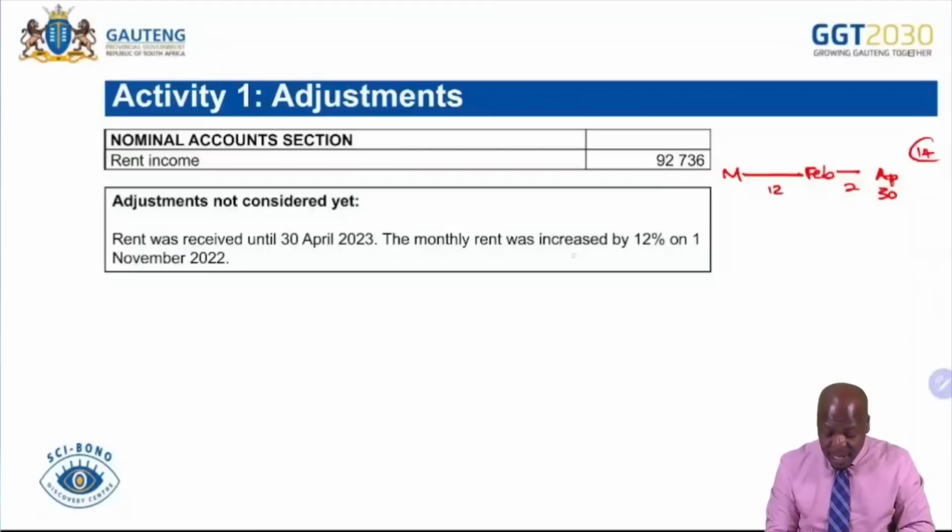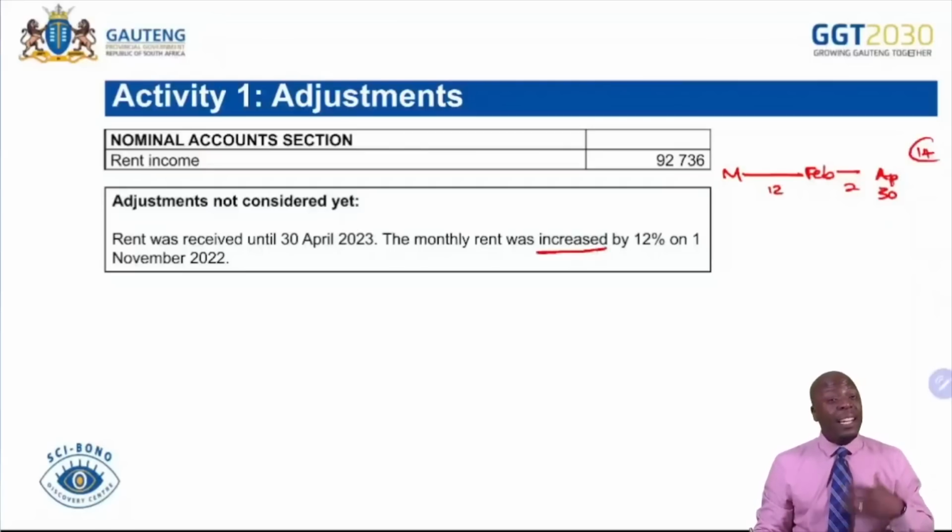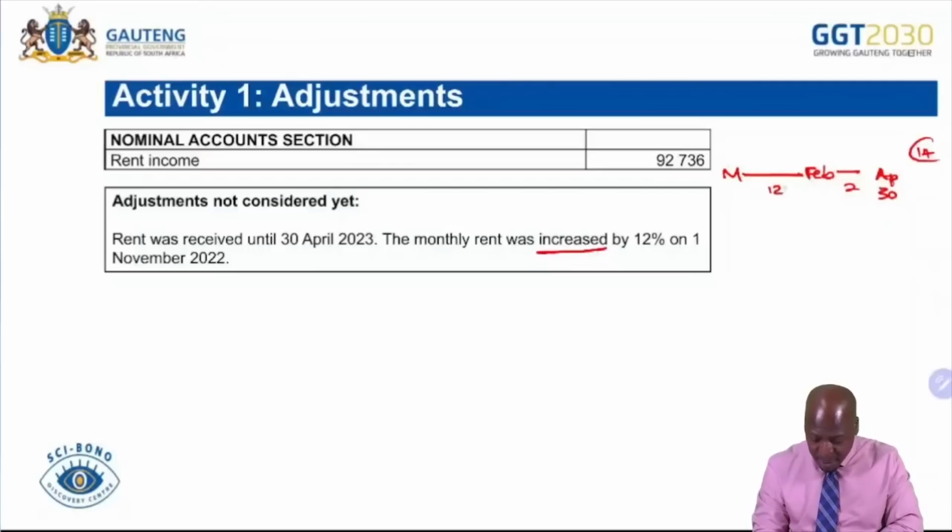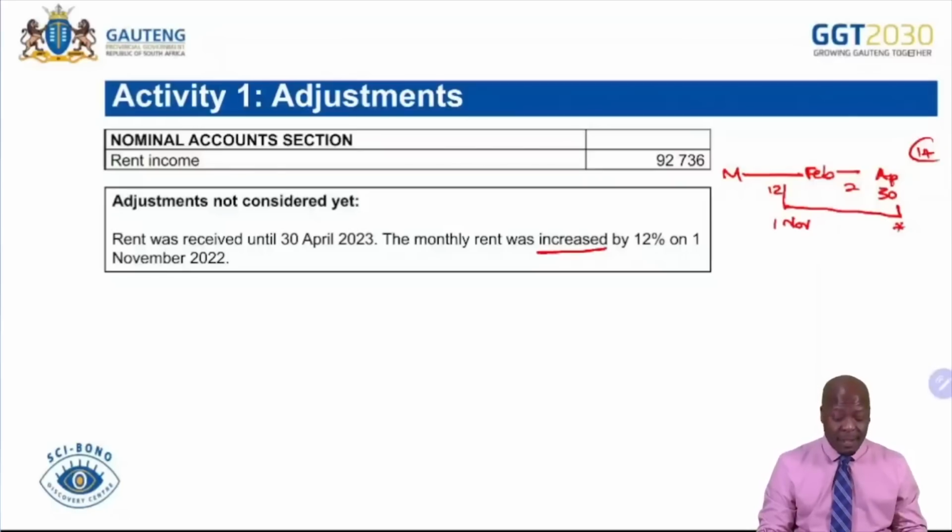The monthly rent was increased. So the examiner can bring an increase or a decrease. Please be watchful for either way, if it's an increase or a decrease. In this case, it was increased by 12% on the 1st of November 2022. So if it was increased on the 1st of November, I'm coming here now, this is November, and we're coming to April over here. We want to know for how many months it was increased.